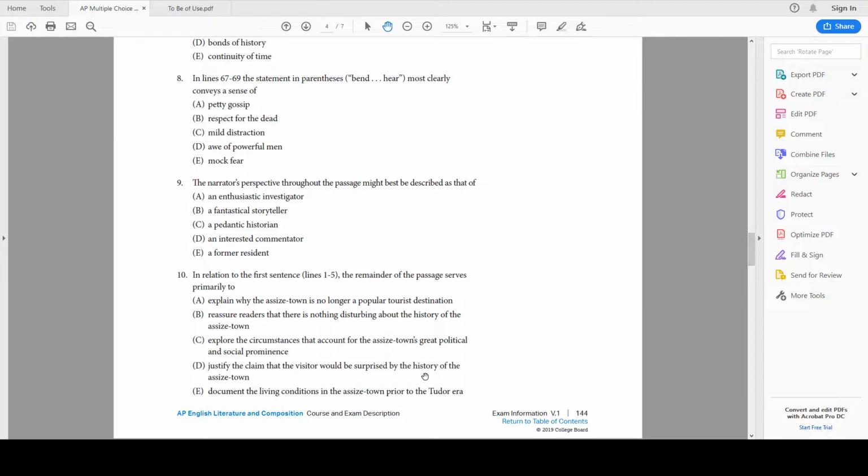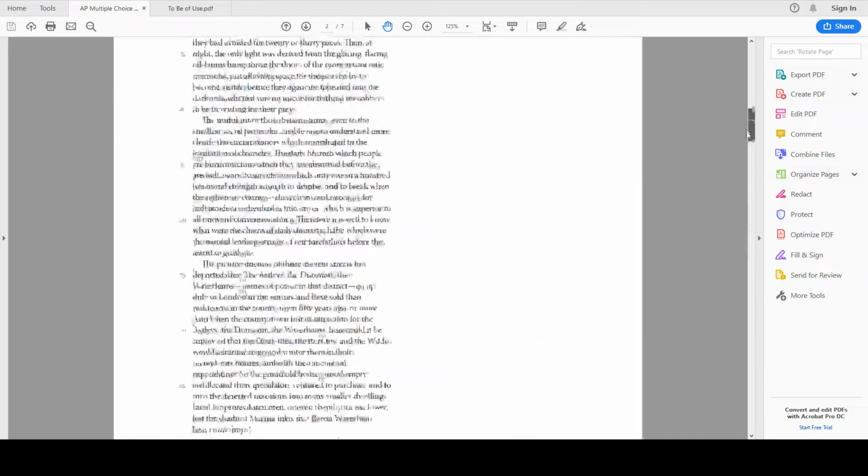Well, I would be surprised if you told me that, let's say, Lexington, Kentucky used to be the capital of the United States. Why would that surprise me? Because it had changed a lot. So the question is, does the remainder of the passage serve to explain how the town has changed or why it is no longer awesome? Yes, that's exactly what we read about.